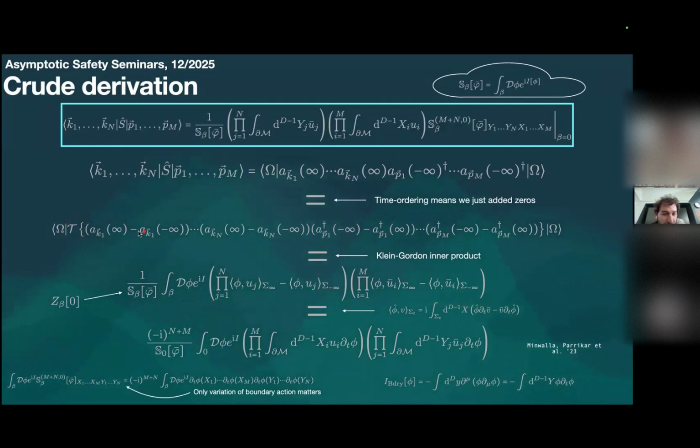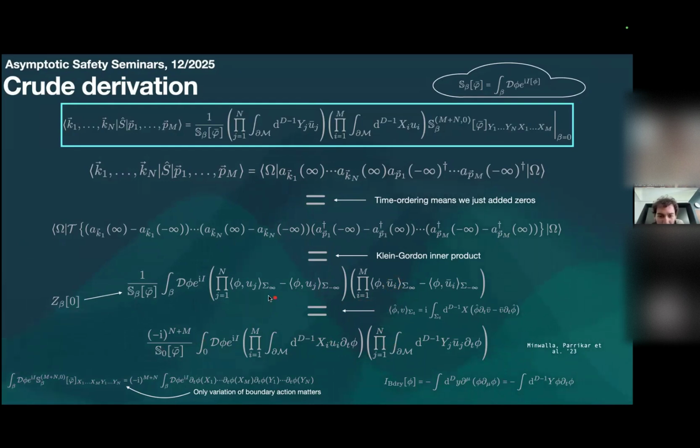You see that I basically substituted these first products of differences of annihilation operators as a product of differences of Klein-Gordon inner products. One is evaluated at a time slice which is asymptotically late, and one asymptotically early. And then I have a similar thing for the creation operators, just using now U bars.